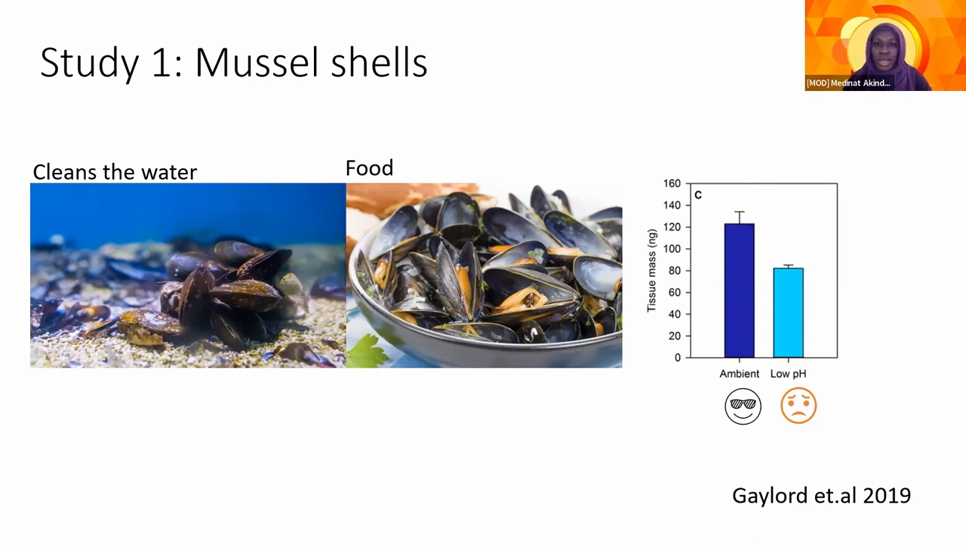Because the tissue mass decreases, the shells are becoming smaller, and they're also becoming weaker as a result of ocean acidification. This is an important issue for mussels because if they're smaller, the predators and people that eat mussels have to eat a higher quantity of them in order to sustain their diet. So the mussels become more vulnerable as a result of ocean acidification.